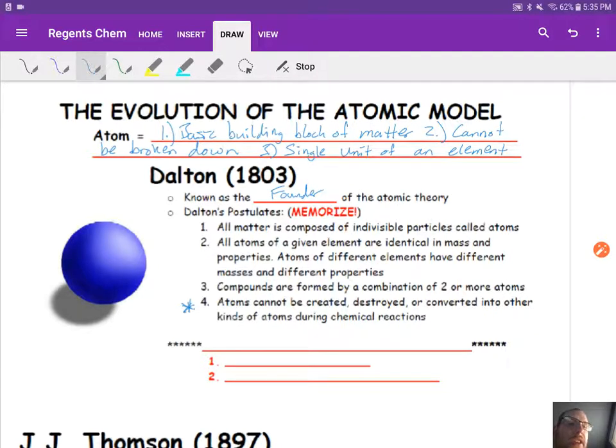But his theory is a lot of times known as the Cannonball Theory or model, where you basically have an atom that just looks like a cannonball. Two things: it's spherical and it's a uniform density. Okay, so there's the main highlights.